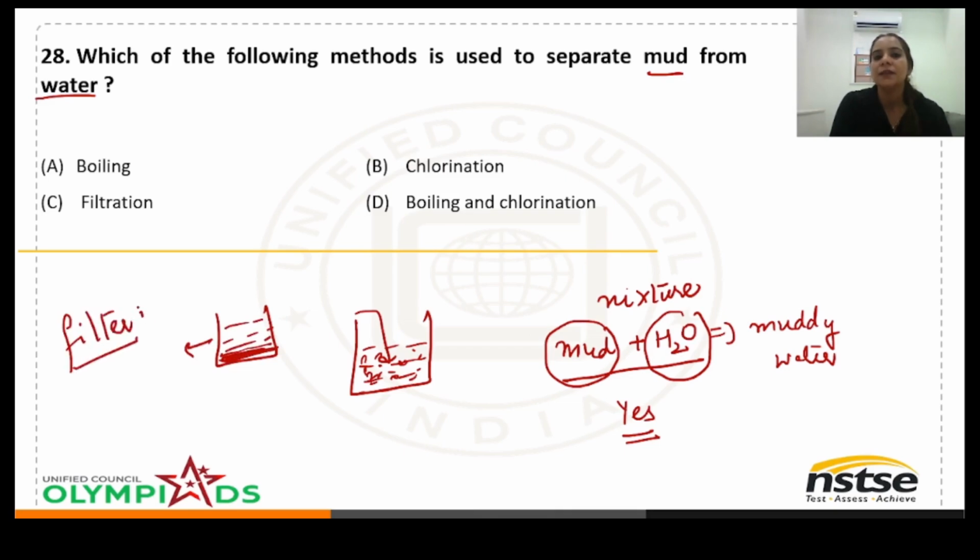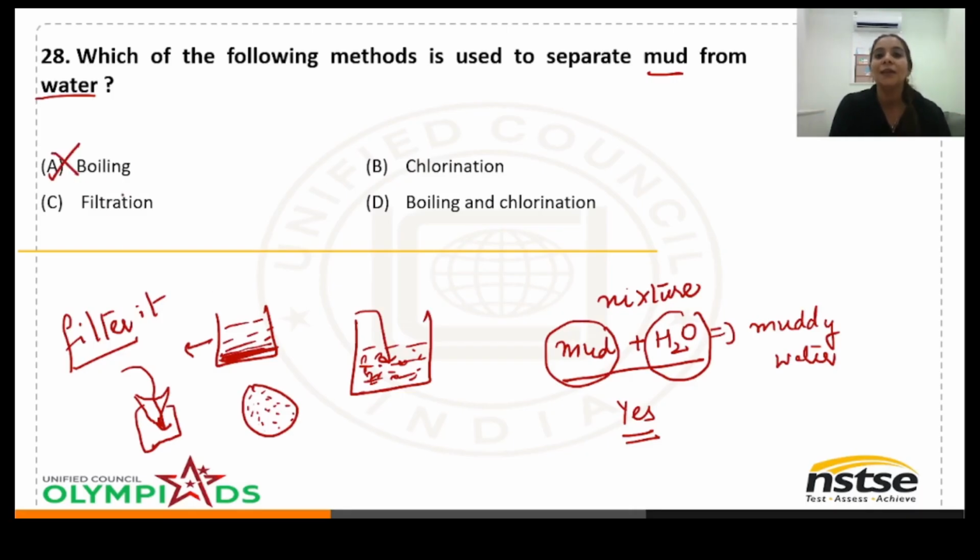We can filter this solution. So what will happen? Filter paper, I hope you know, has certain pores in it. So if you fix it over a flask and pass this muddy water solution through it, you will see that the dust particles, the sand, the mud particles will stick to the filter paper because they are not able to pass through its pores.